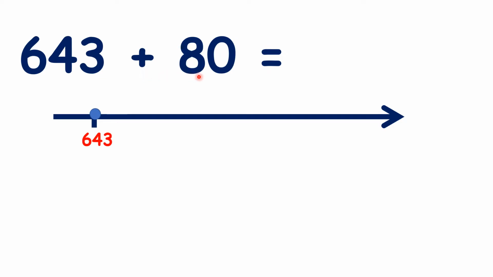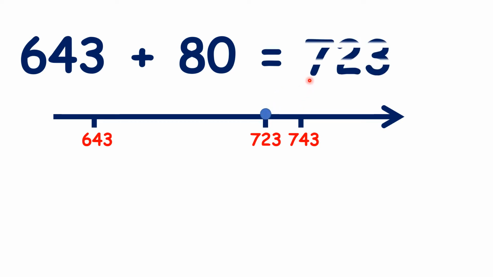So here we have to add 80, and we can still do this by adjusting. How could we adjust for 80? Well, we can still add 100, but then we need to subtract 20, because 80 is 20 less than 100. This gives us our answer, 723. So because 80 is the same as 100 take away 20, we can add 100 and then take away 20.